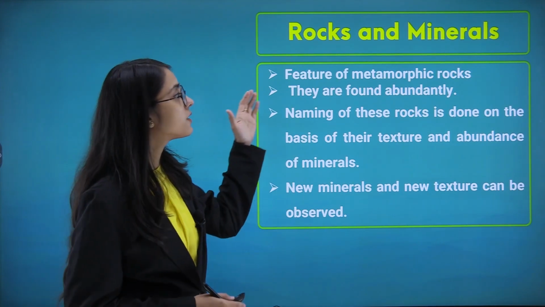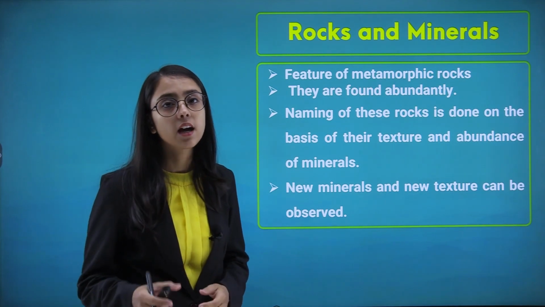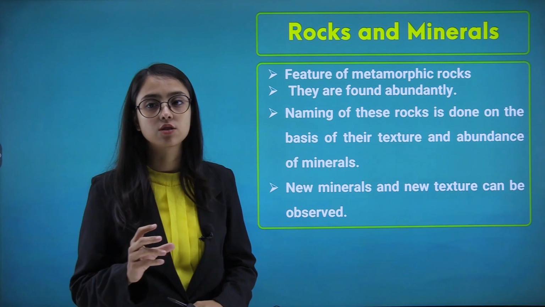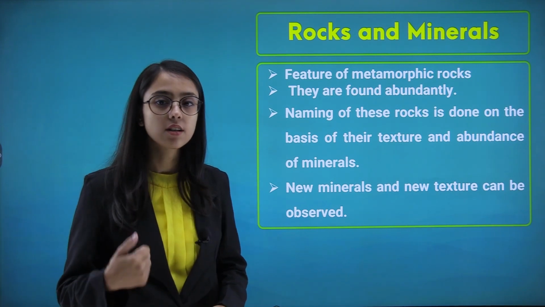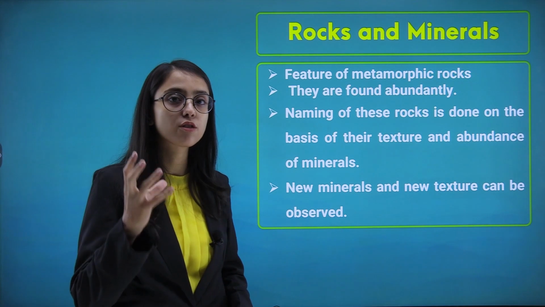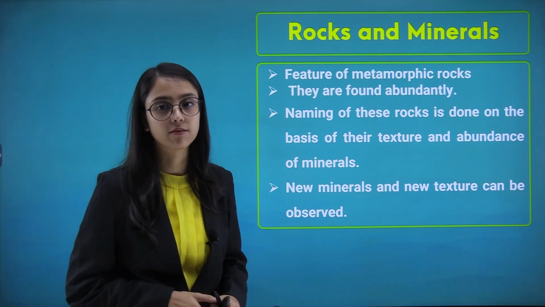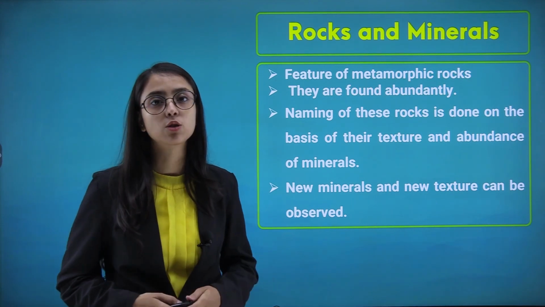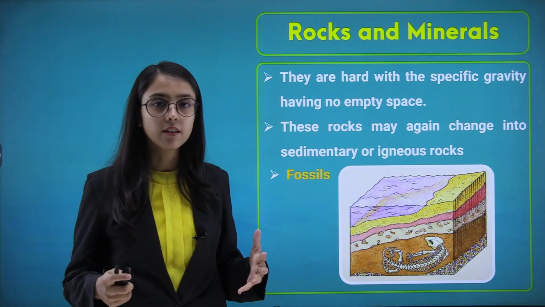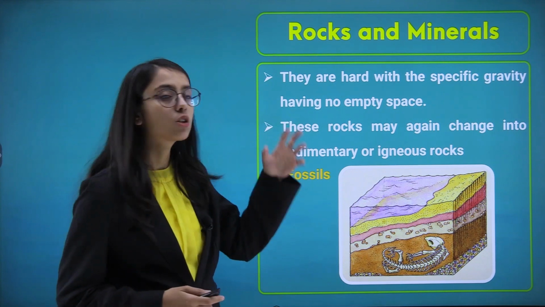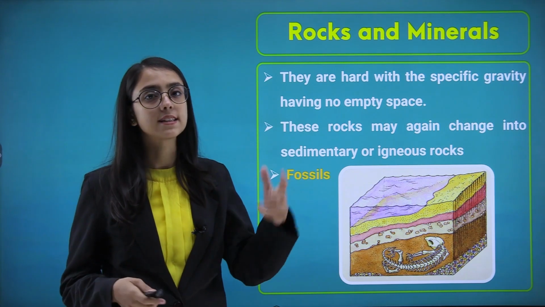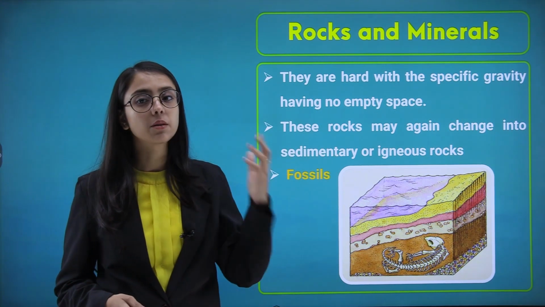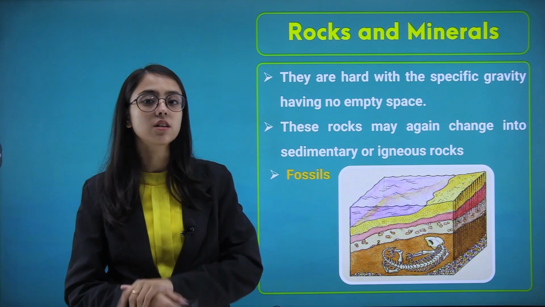Now, what are the features of metamorphic rocks? They are found abundantly on our planet. Naming of these rocks is done on the basis of their texture and abundance of materials, the composition of minerals that they are formed of. New minerals and new textures can be observed in metamorphic rocks. They are hard with specific gravity, having no empty space. There are no bubble holes in these rocks. These rocks may again change into sedimentary or igneous rocks if the conditions are reversed.